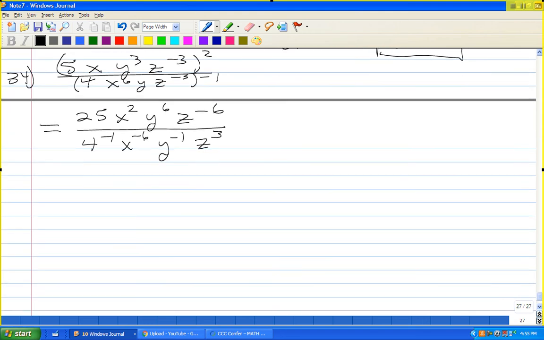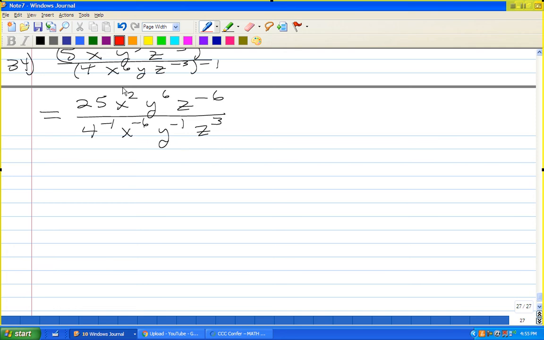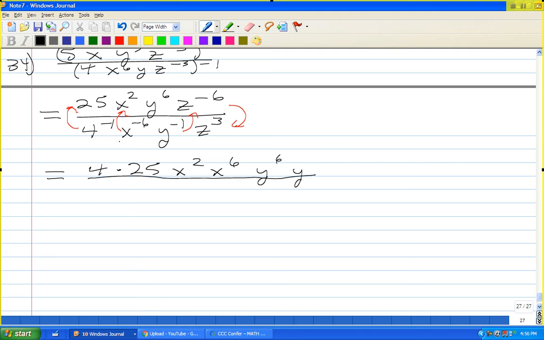And so let's bring everything that has a negative exponent and interchange it between numerator and denominator. So the z will go down here. The 4 will go up. x will go up. y will go up. The z goes down. And so I have z cubed, and the z to the 6 went down.